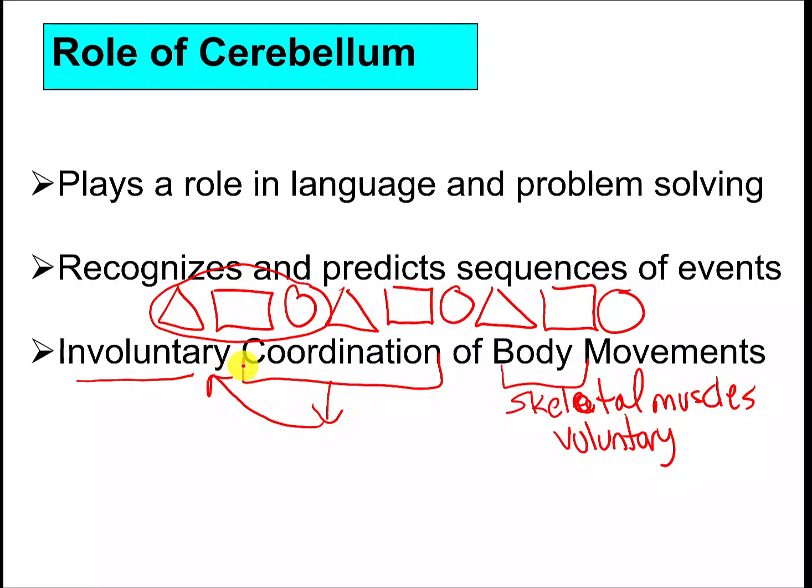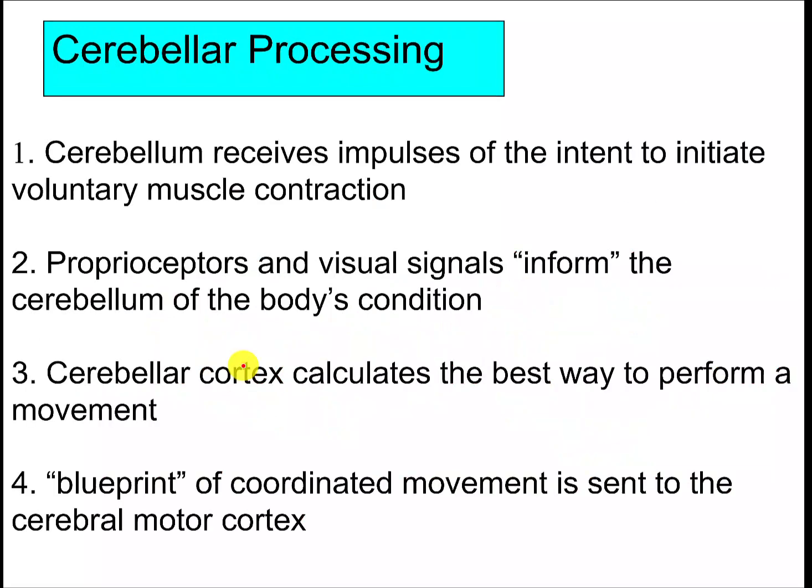So for example, if you were to get up out of your chair and walk across the room, that involves the contraction of several different muscles. So some muscles are going to contract with different amounts of force. Some muscles are going to stretch, and they're going to do so in a particular order. That coordination is not something that is done voluntarily. And they call this cerebellar processing.